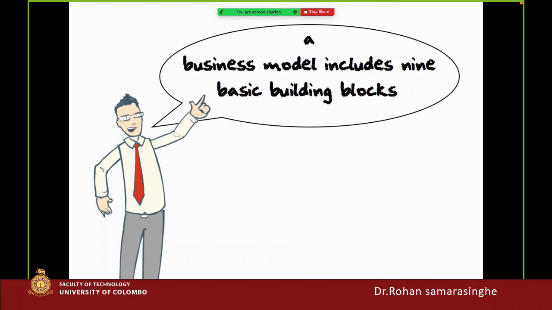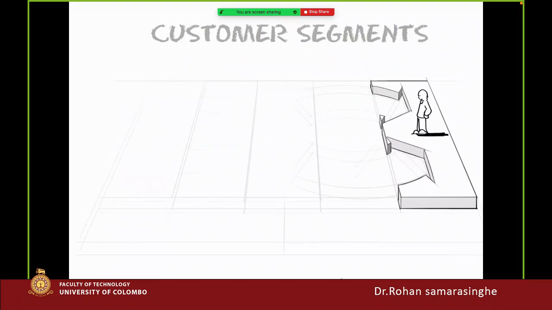Let's see, a business model includes 9 basic building blocks. It consists of 9 basic building blocks, not only one. There are 9 building blocks, each of which may have equal importance for the business plan. Let's see one by one. One is the customer segment.